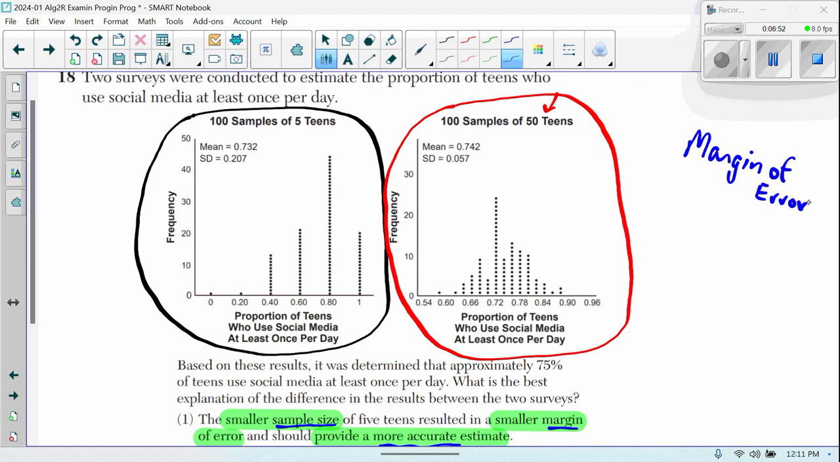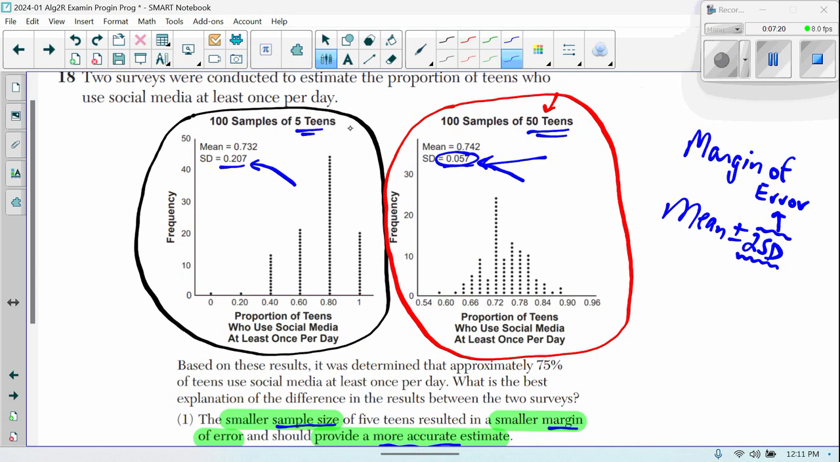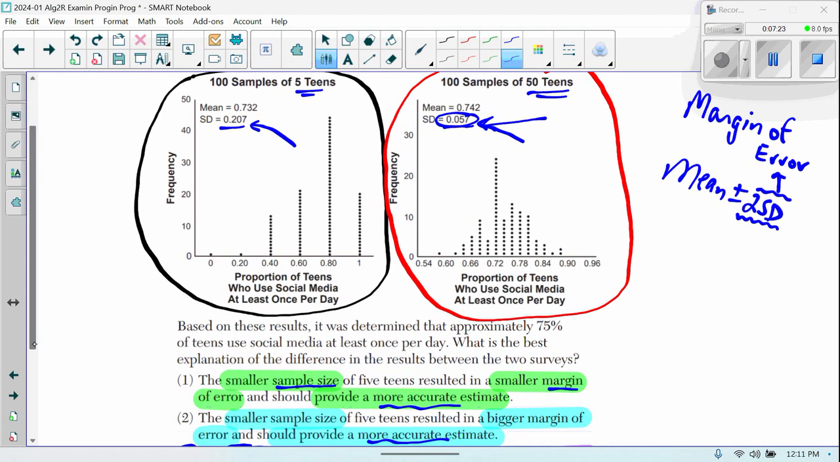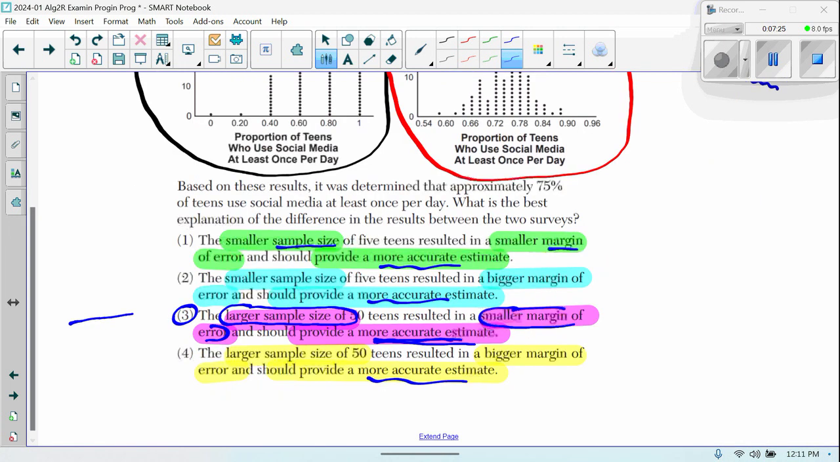Okay, I talk about the 95% moneymaker a lot. That is your mean plus or minus 2 times your standard deviation. This right here is often considered the margin of error. Notice the standard deviation here is much smaller than this one. If I multiply this times 2, I'm going to get a smaller value than if I multiply this times 2. So this will be a smaller margin of error, and it should be, you're asking 50 teens, not just 5. So I come down here, the larger sample size, smaller margin of error.